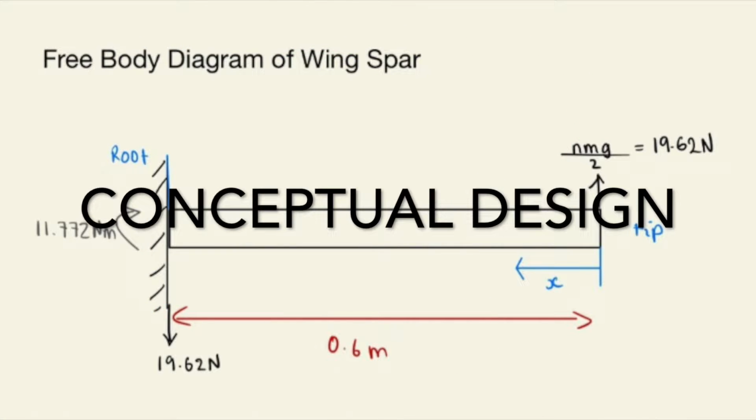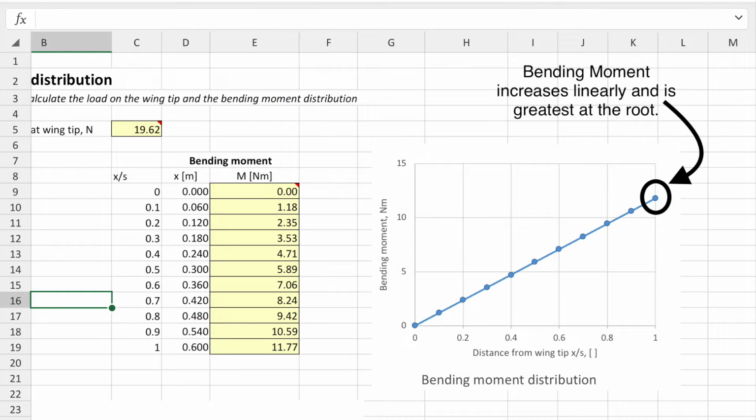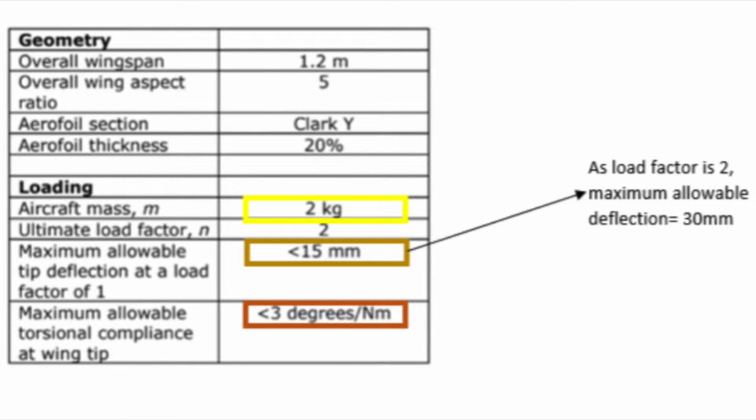For this activity, the spar was idealized as a cantilever beam, supporting an aircraft mast that acts as a point load at the wingtip. Excel showed the optimum design of the spar would be wider at the root than the tip, to support greater bending moment whilst not twisting more than 3 degrees per Newton meter acting on it.